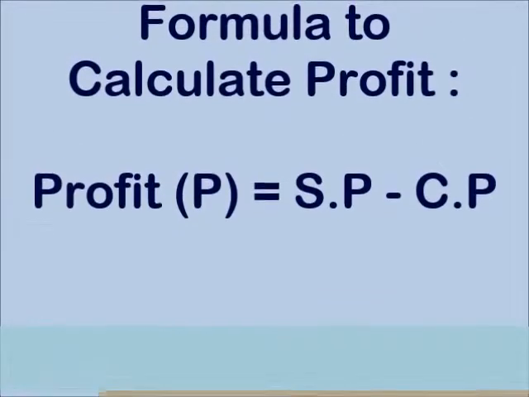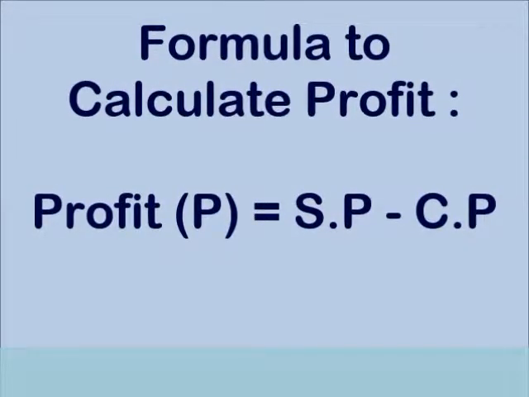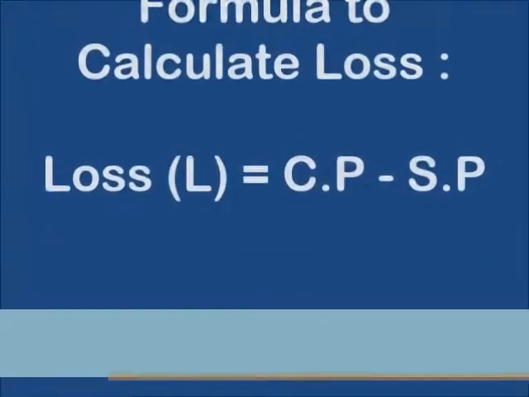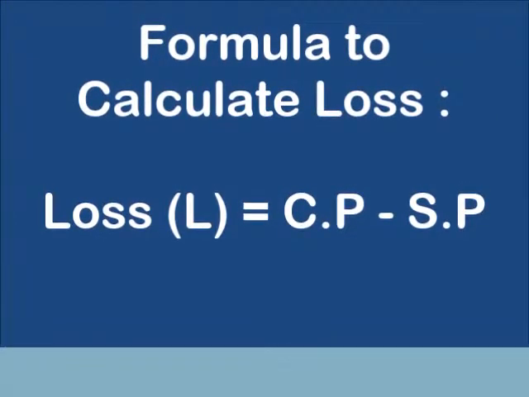Formula of profit, which we denote as P: profit is calculated as selling price minus cost price. Loss is always the opposite of profit. So, loss, which we denote as L, is CP minus SP.